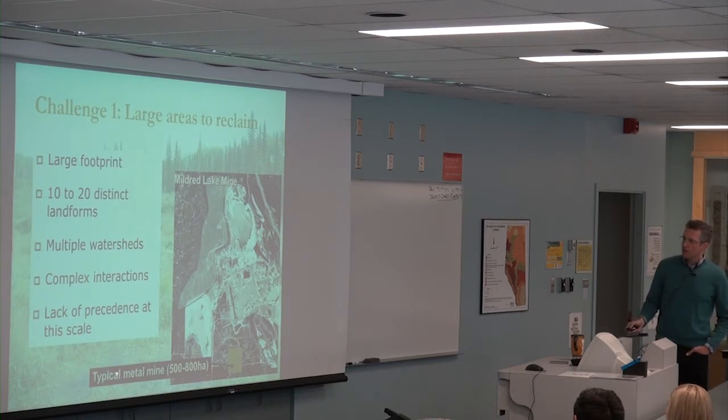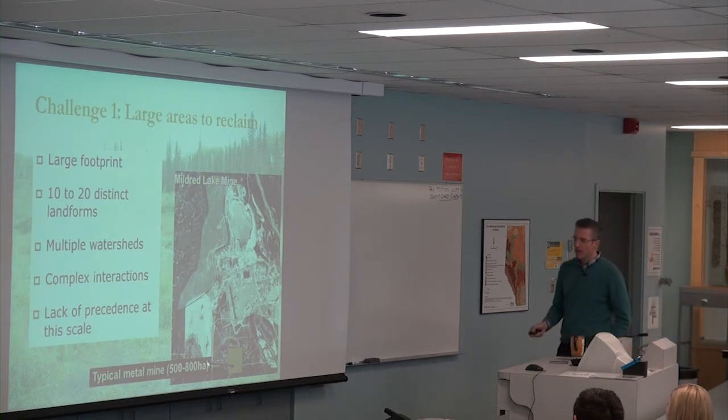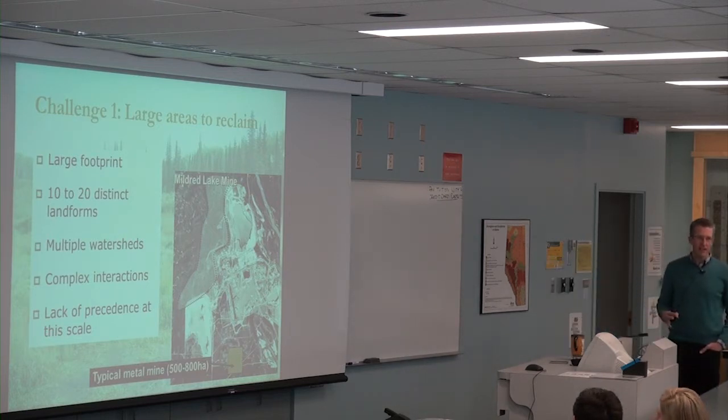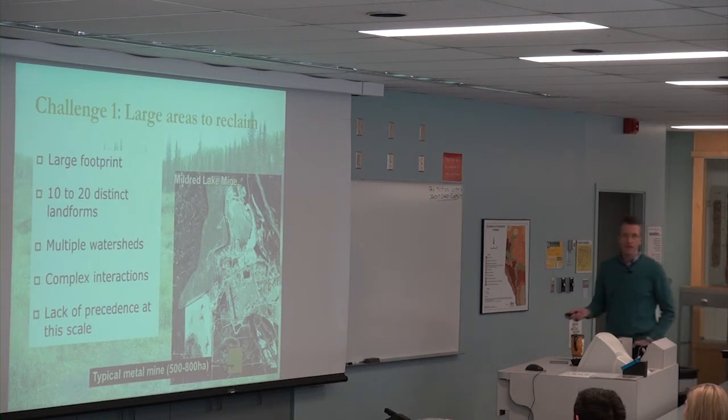And so what's interesting is that typical metal mines are only about 500 to 800 hectares and represent this small square area down there, right? So there's no precedent for the scale of reclamation here, okay? This overall area just of Syncrude, just one of 7 producers, is probably in the area of 4,000 or 5,000 hectares already.